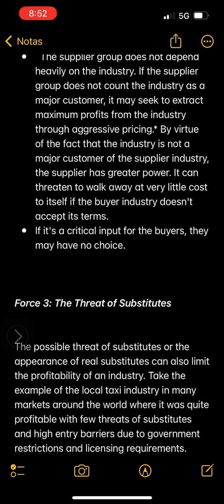Force 3. The threat of substitutes. The possible threat of substitutes, or the appearance of real substitutes, can also limit the profitability of an industry. Take the example of the local taxi industry in many markets around the world, where it was quite profitable with few threats of substitutes and high entry barriers due to government restrictions and licensing requirements.